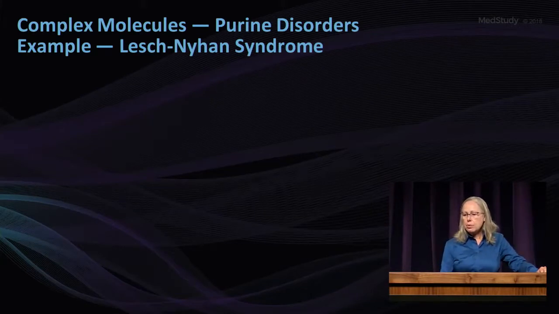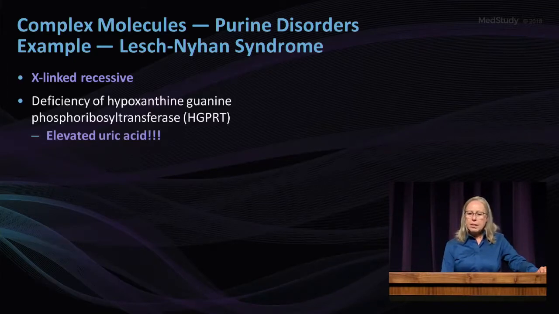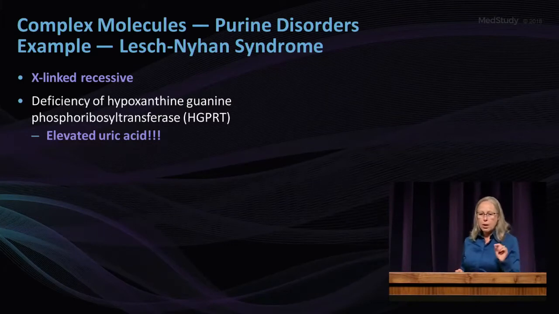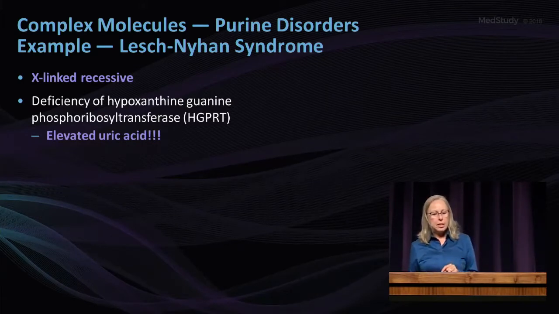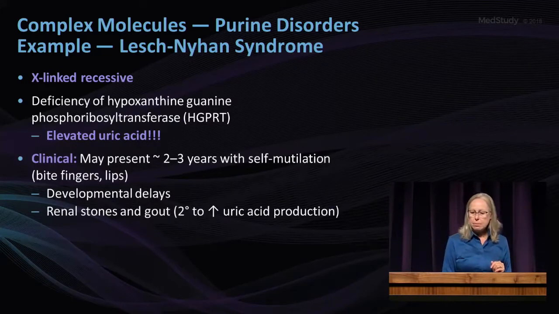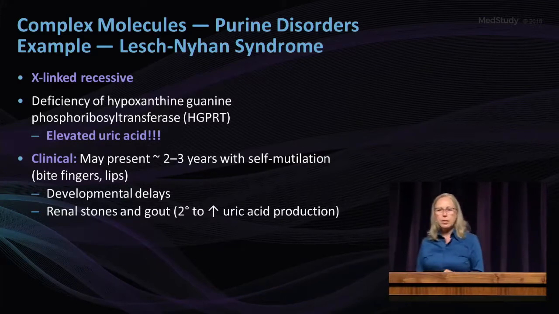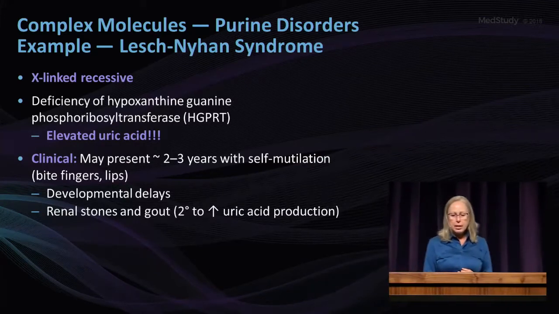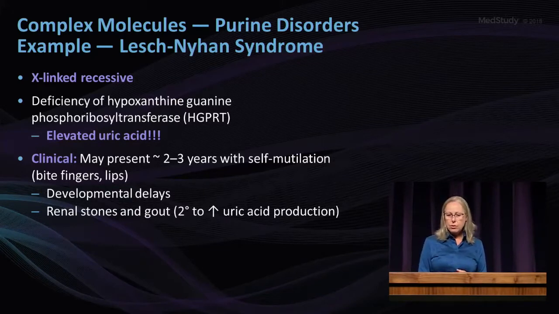Lesch-Nyhan syndrome is a disorder of your purines. It's also X-linked recessive. It is due to a deficiency of hypoxanthine guanine phosphoribosyl transferase, or HGPRT. These people have elevated uric acid. So just like you do for gout, just send a uric acid and you'll be able to make your diagnosis. They may present at 2 to 3 years of age with self-mutilation, with biting fingers and lips. They have developmental delays. They can have choreoathetosis. They can make renal stones. They do get gout.